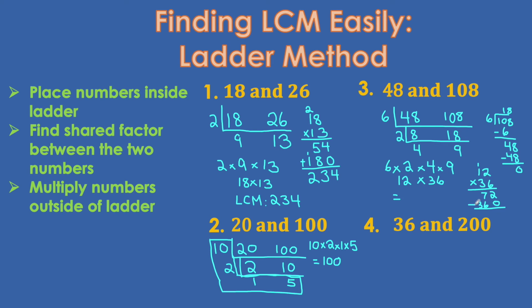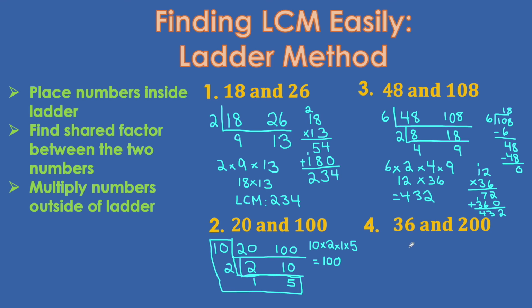Now we add. 2 plus 0 is 2. 7 plus 6 is 13. Carry the 1. 1 plus 3 is 4. So our final answer is 432.